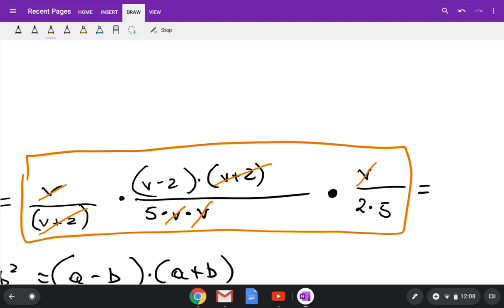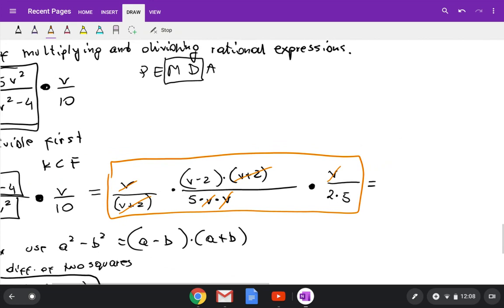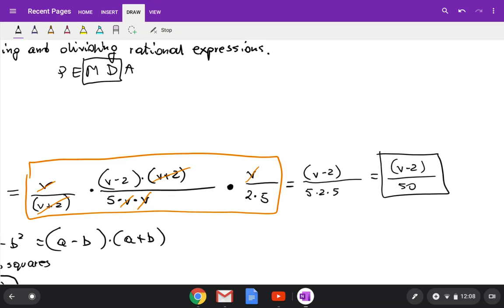And technically that's it. So let's rewrite that. Now we're going to multiply numerators together. That will give us v minus 2 from the numerator. That's it, because everything else cancels. And in the denominator, you have 5 times 2 times 5. So we have v minus 2 over 10 times 5, which is 50. And this is our final solution.